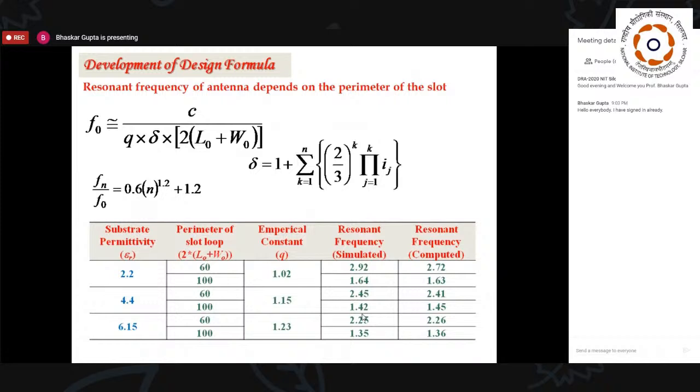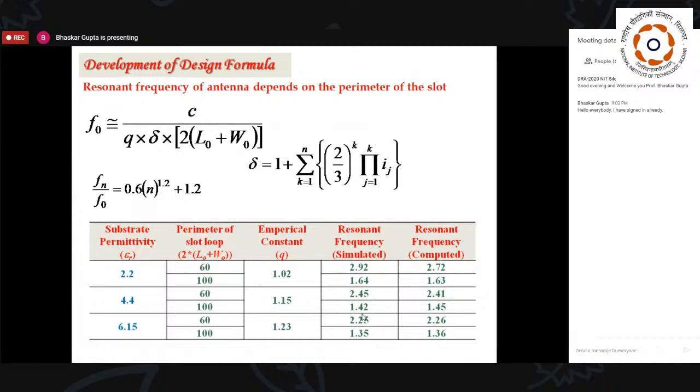Well, empirical constant means the filling factor for the three different permittivity cases studied, in every case with two different values of perimeter of the slot loop. Well, these are the simulated, and I'm sorry, the units are not provided. Perimeter is in millimeter, 60 and 100, and the frequencies are all in gigahertz as before. The other two things, epsilon r and q, are of course dimensionless.